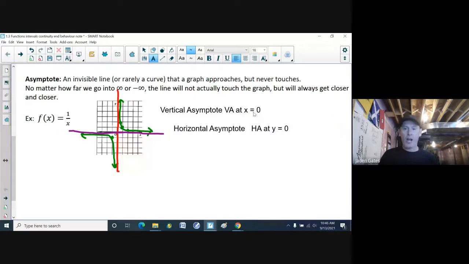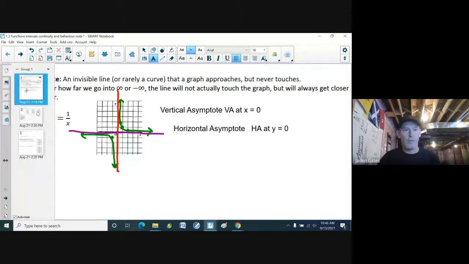And left and right can never happen at x equals 0. All right, so we have a VA, what's called a vertical asymptote, at x equals 0, and an HA at y equals 0. These are things that we are definitely going to get into a little more closely later on in the course. But for now, we'll just touch on it a little bit.